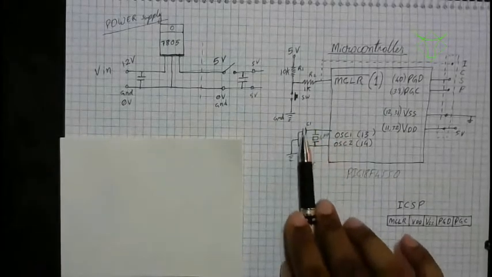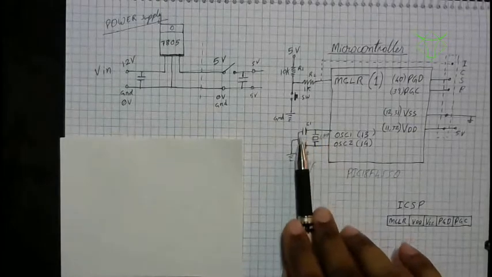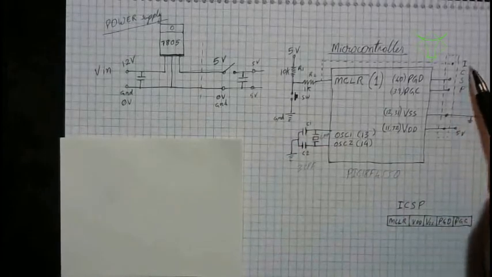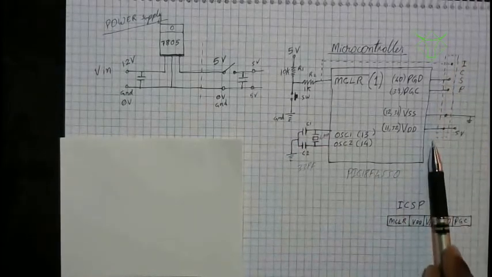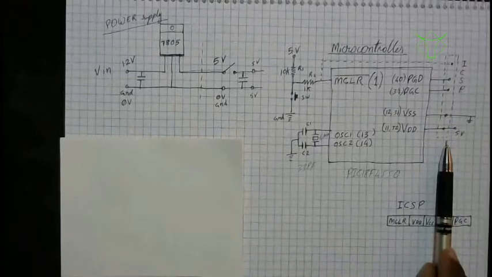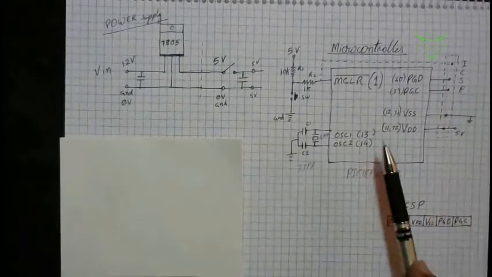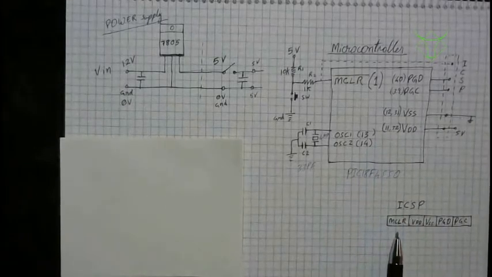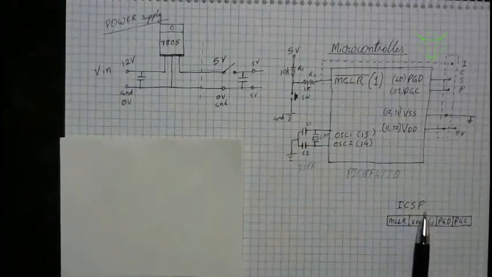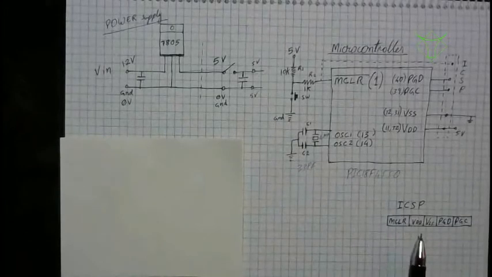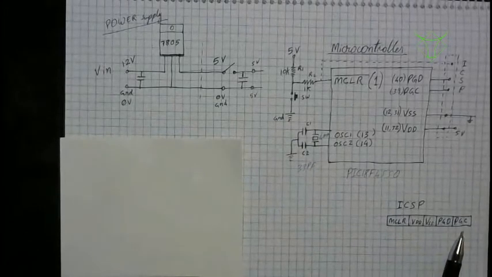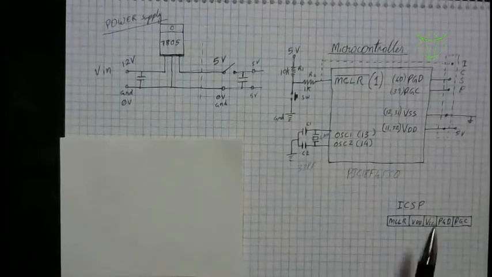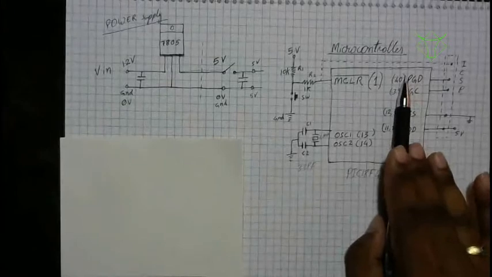Okay, so then we have OSC1 and OSC2, that is oscillator 1 and oscillator 2, connected to a 4 megahertz crystal like this, and then capacitors, and each capacitor is tied to ground. And then this is a set of 5 pins we use to program the microcontroller. Programming in the sense of dumping the hex file into the microcontroller. So the pins of ICSP, that is in-circuit serial programmer, are MCLR, VDD, VSS, PGD and PGC, programming data and programming clock.